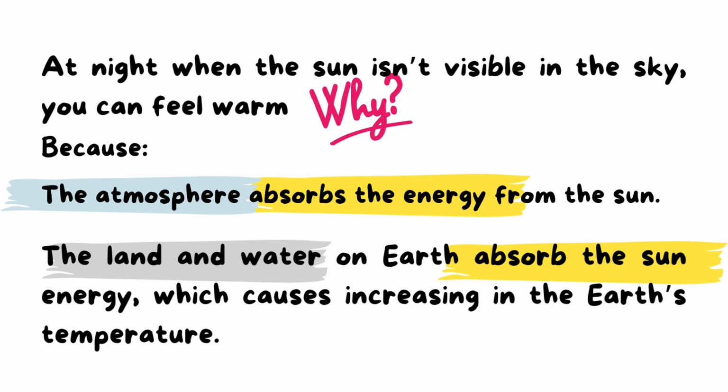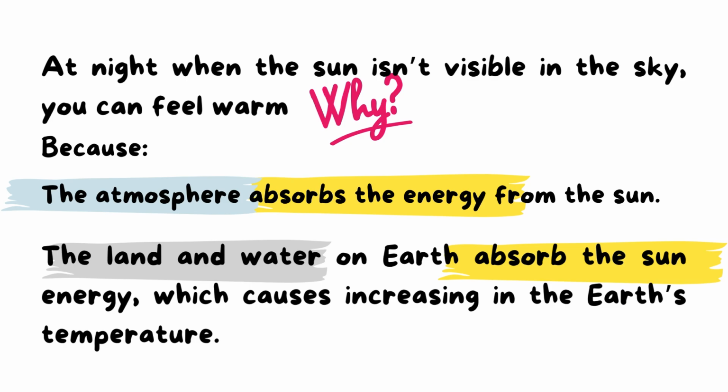So the answer here is that the atmosphere absorbs the sun's energy, and also the land and water on earth absorb the sun's energy, which causes what? Increases in the temperature of earth, okay? So this is why we feel warm even while the sun isn't visible at night, okay?